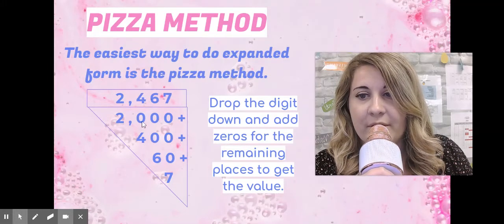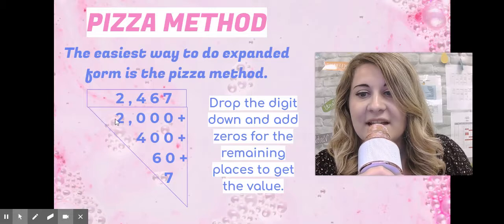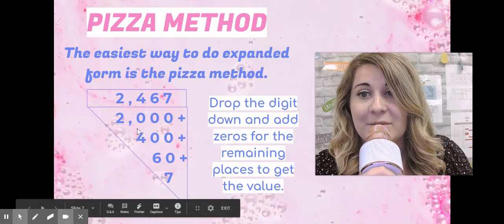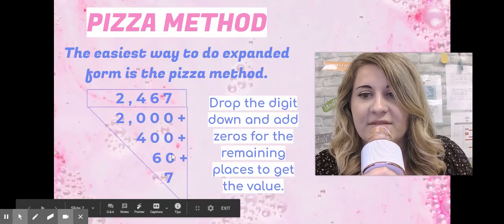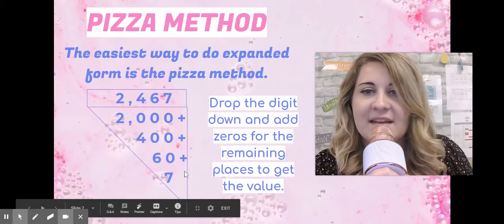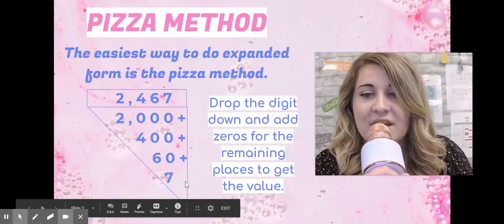Then you drop the 4 down. Notice that it's going in every time like a pizza because the places are getting smaller every time. And then you change the 6 to a 0 and the 7 to a 0. Then you drop the 6 straight down, and you change the 7 to a 0, and then we drop the 7 straight down. It does not get a 0 because it's in the ones place. I found that this is the easiest way to do expanded form.